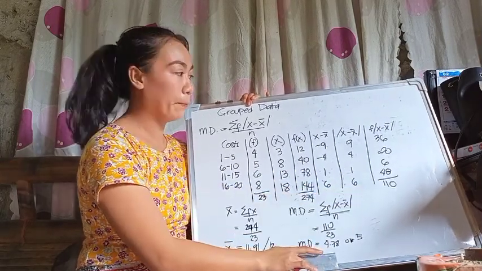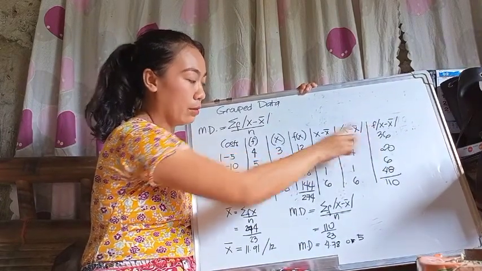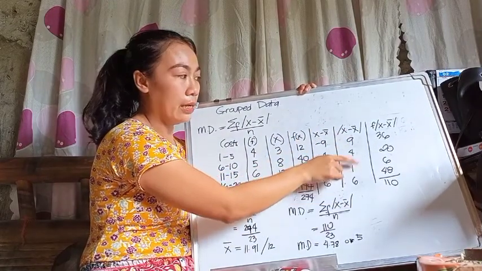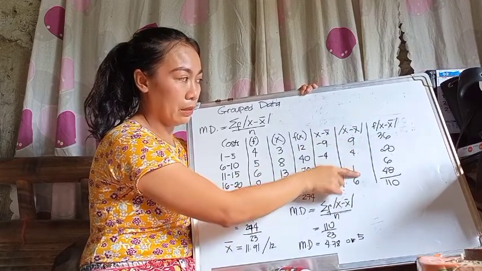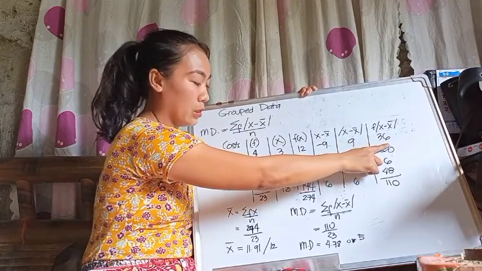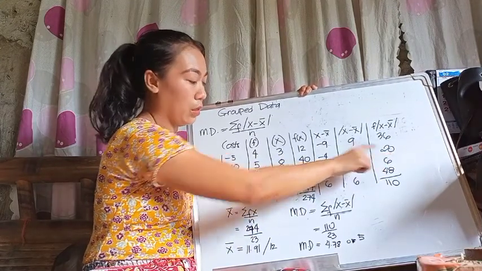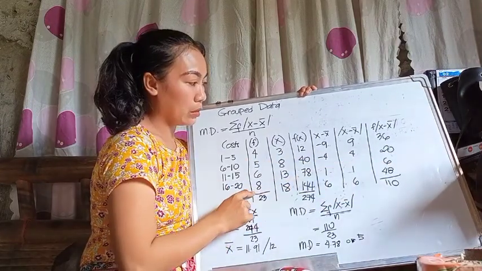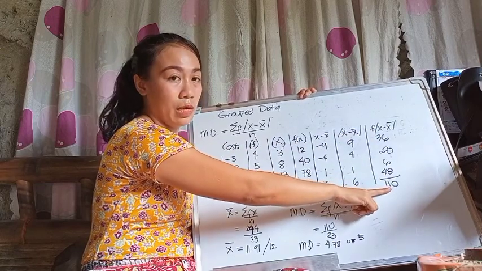So, next step is the f, we multiply the frequency to our answer here in the mean. So, we have 4 times 9 is equal to 36. 5 times 4 is equal to 20. 6 times 1 is equal to 6. And 8 times 6 is equal to 48. And the total is 110.